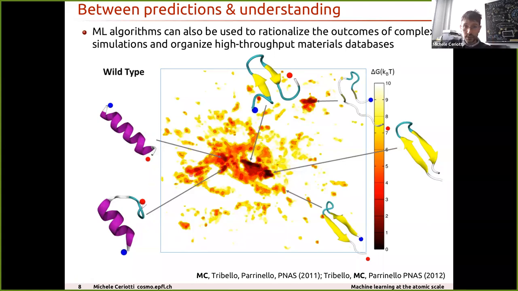And here, for instance, you see a two-dimensional map of the folding landscape of a small protein that allows you to understand that this protein that has a beta hairpin as a native structure can actually also misfold in a number of different ways, and you can understand a little bit better the biophysics of this system.